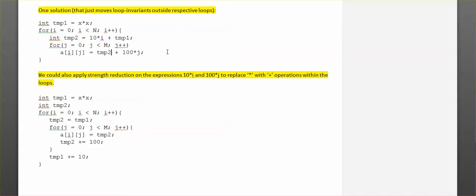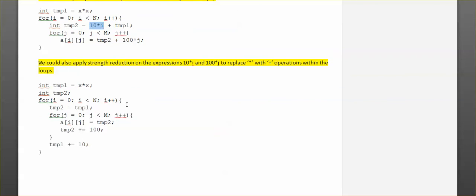A reduction in strength substitutes a less expensive operation for a more expensive operation. So notice that we've got multiplications here, but if we look at these carefully, we'll see that the 100 times j, since j is just changing from 0 up to m minus 1, it's incrementing by 1 every time. The compiler can actually look at that and change the multiplication of 100 times j on each iteration to a simple addition of 100. Likewise, you'll see that the 10 times i is dependent on i. These expressions, 10 times i, which depends only on the index i within this loop, are called induction variables. And you can change that from multiplication to an addition.